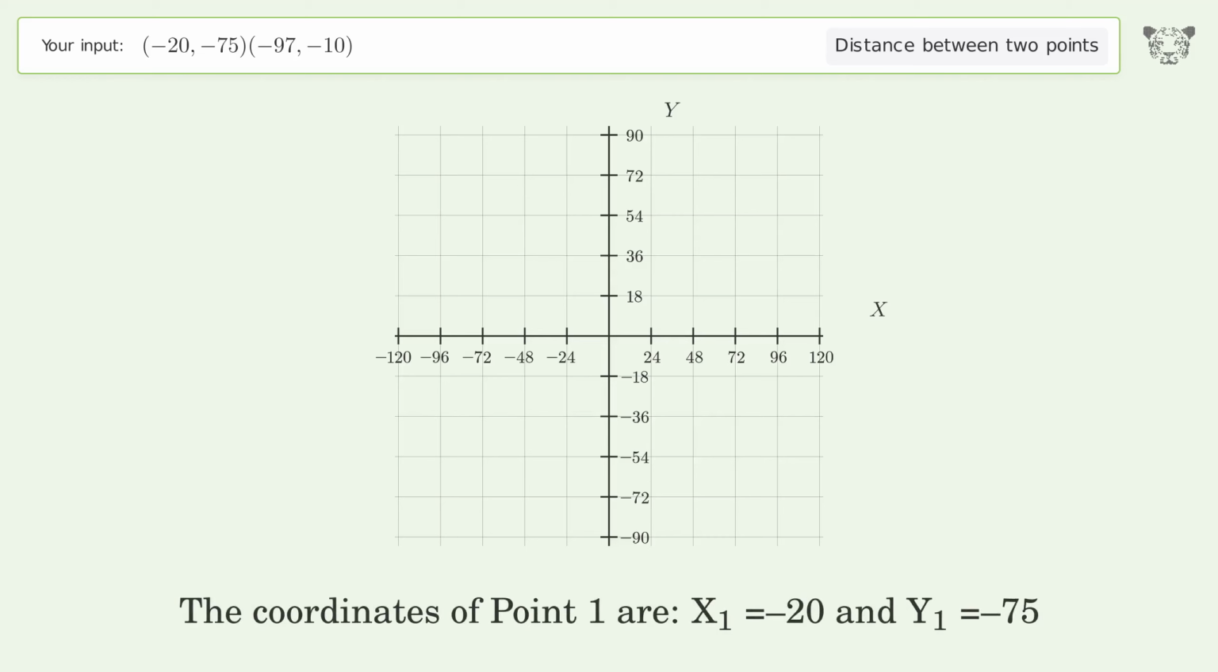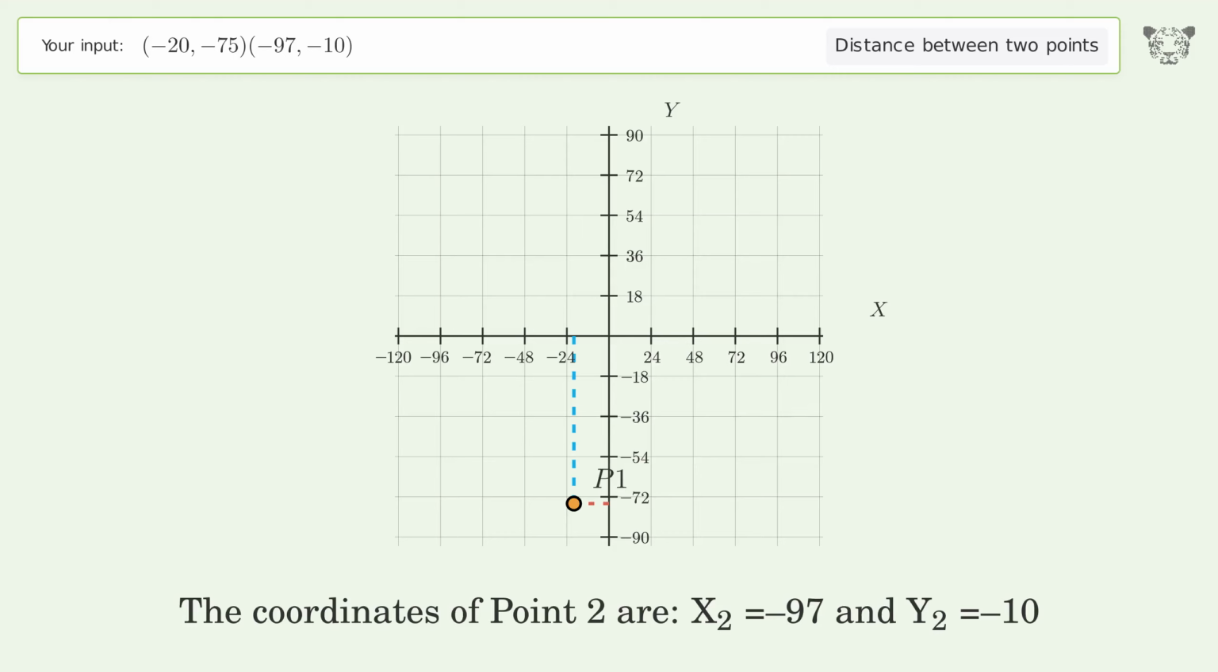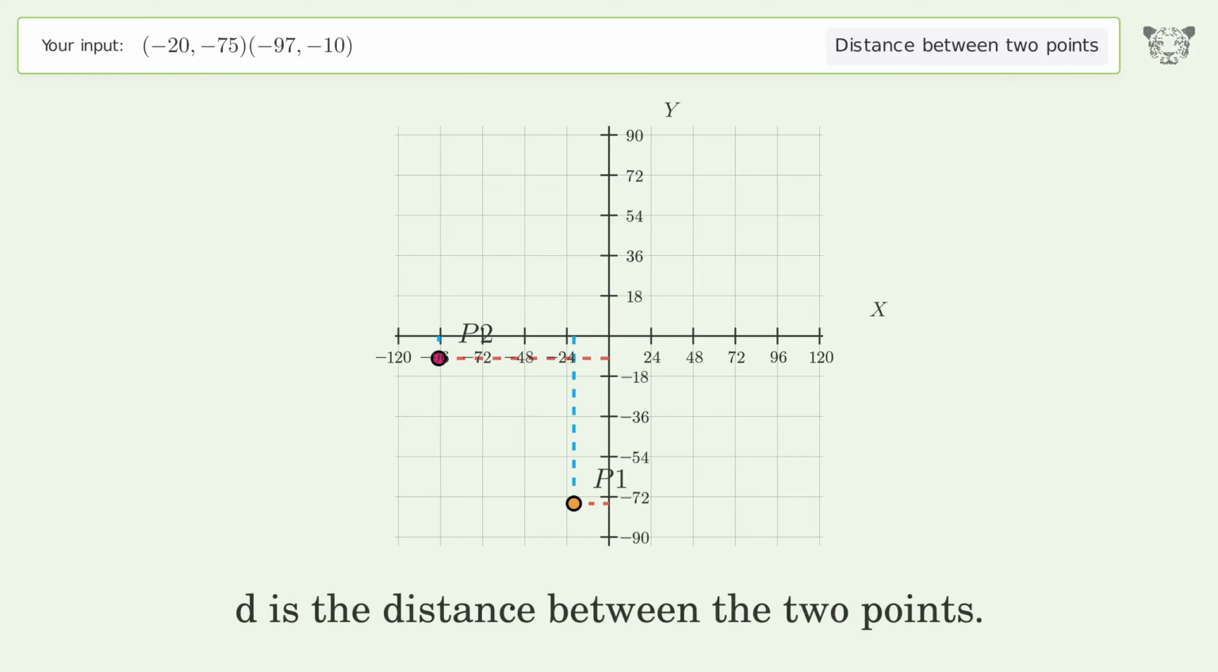The coordinates of point 1 are x1 equals -20 and y1 equals -75. The coordinates of point 2 are x2 equals -97 and y2 equals -10. D is the distance between the 2 points.